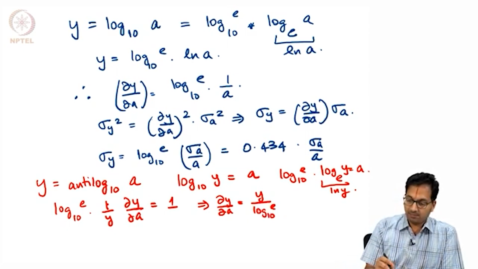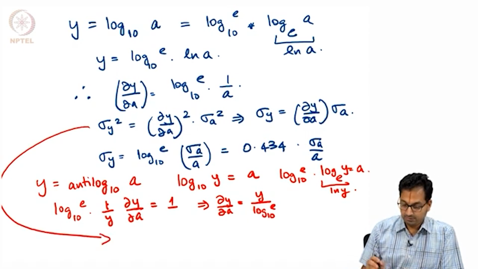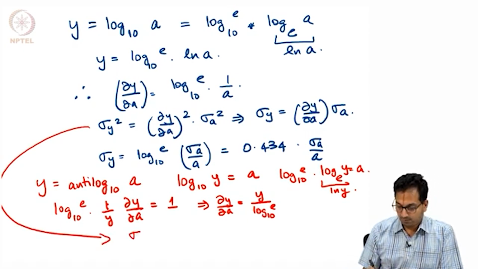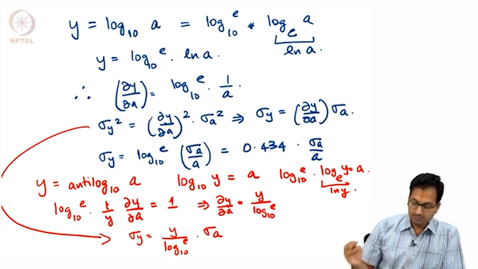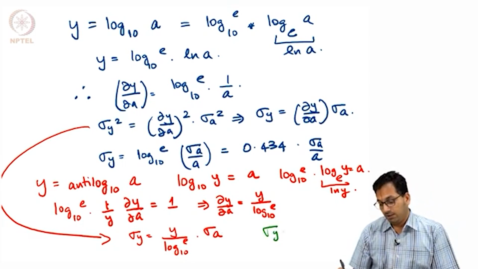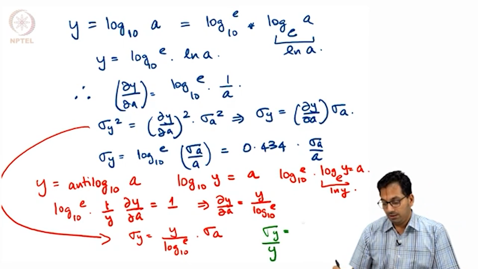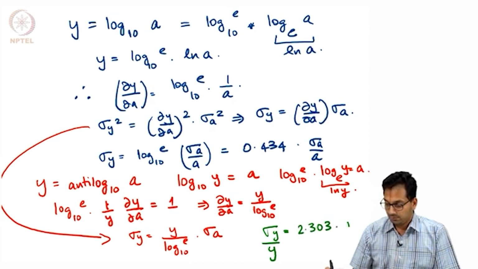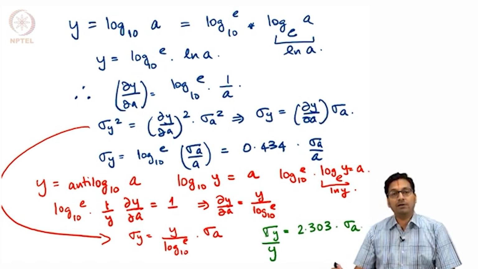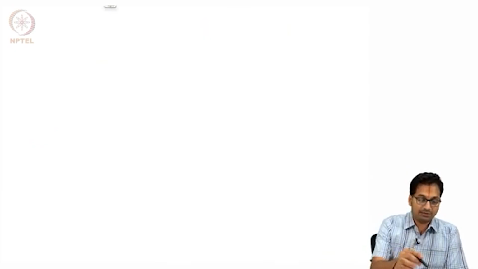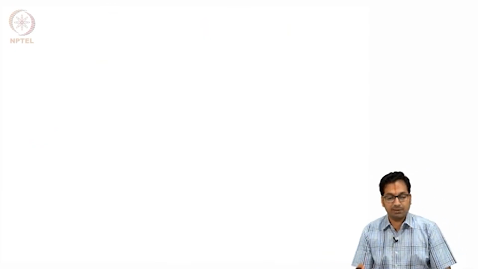So, once again applying this formula here, sigma y will therefore be equal to y divided by log of e to the base 10 times sigma A. So, therefore, sigma y by y is equal to 2.303 times sigma A. Okay. Now that we have seen these examples, let us try to solve some problems associated with it.